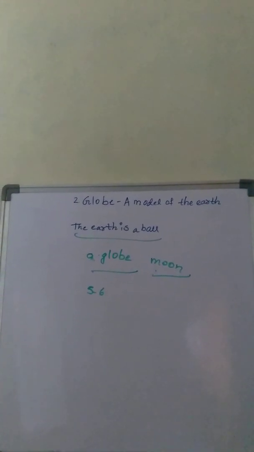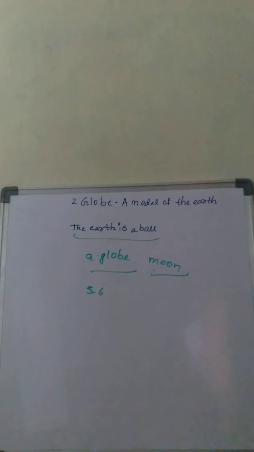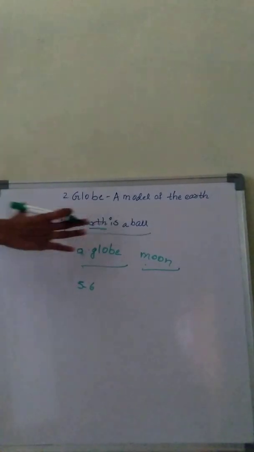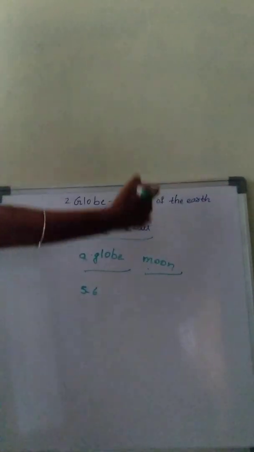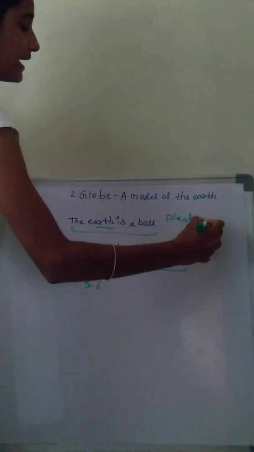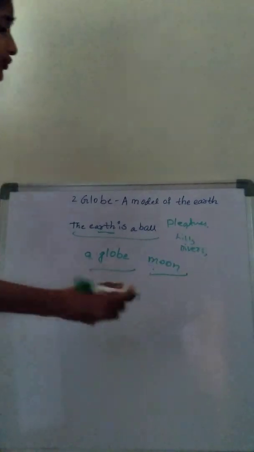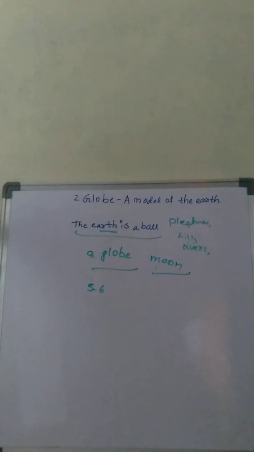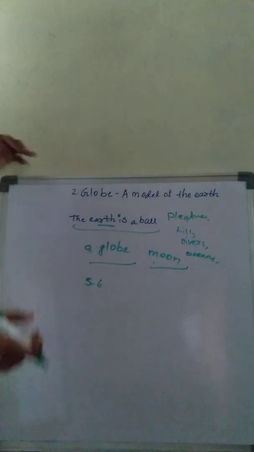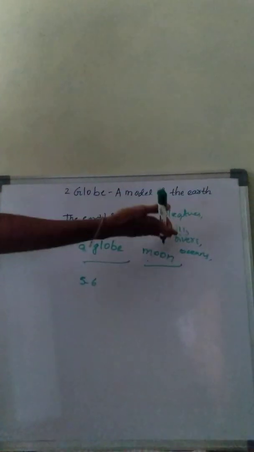A globe is a model of the earth. It shows the shape of the earth and land and water, the continents and oceans and the countries of the world. It shows plateaus, mountains, hills, rivers. It shows many things like continents and oceans. All these features we can see in a globe.